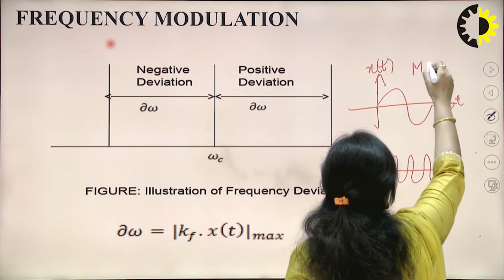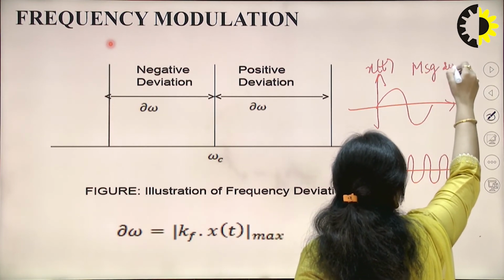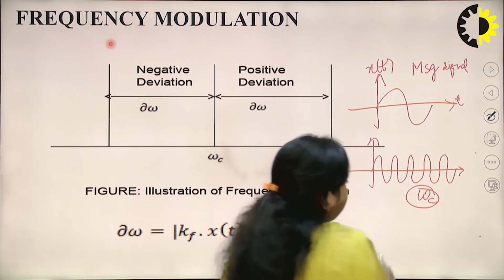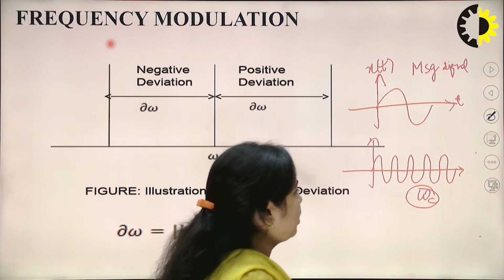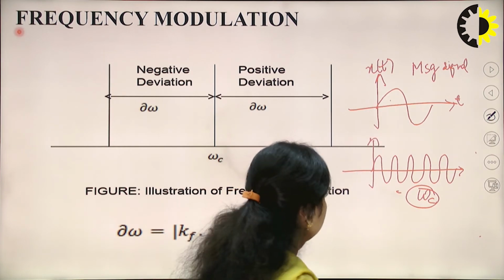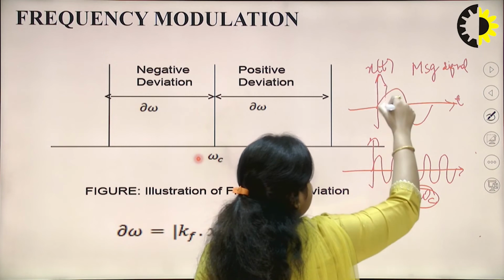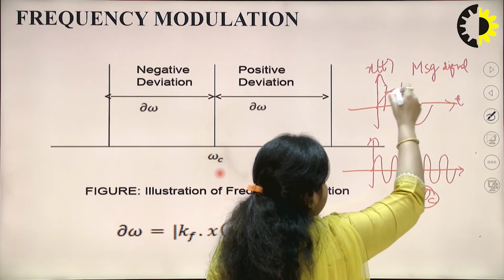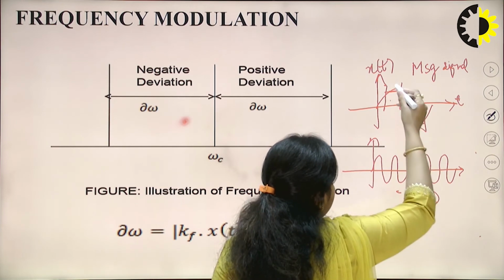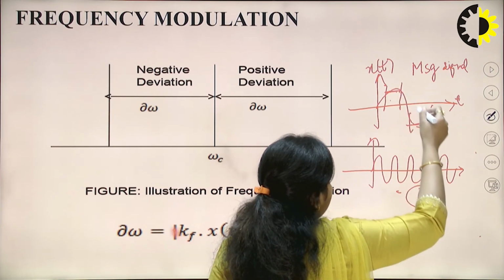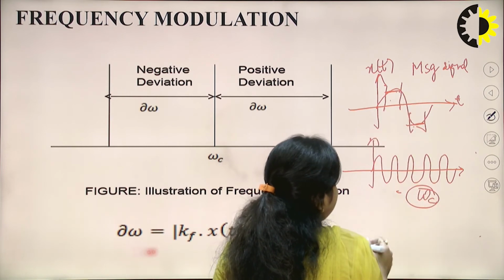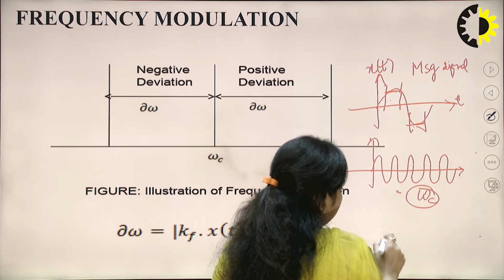This is a message signal, and this is your carrier signal having frequency omega c. So this will be the center frequency. So we have to change the frequency of this signal proportional to the amplitude of this signal. Now you can see in this time duration the amplitude is maximum, and in this time duration the amplitude is minimum. So we have to increase the frequency here, and we have to reduce it here, so minimum frequency will be here and maximum frequency will be here, from the center frequency, that is omega c.